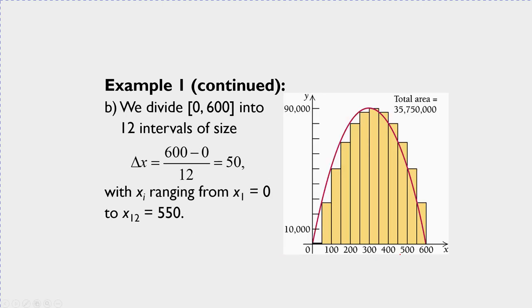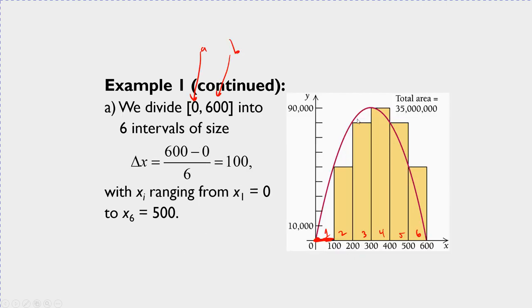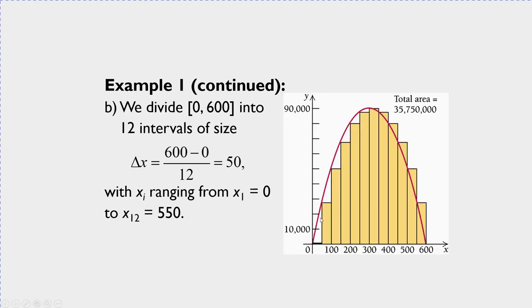If you do the same thing with 12 intervals, the width will be 50. Again, you'll start at x sub 1 equal to 0, and 12 intervals of size 50 gets you all the way out to 550. You can see here the area is getting better approximated with more rectangles. Look at this one here: you can see these huge gaps in the area and big overestimation. But with more rectangles, it's starting to get a lot better.